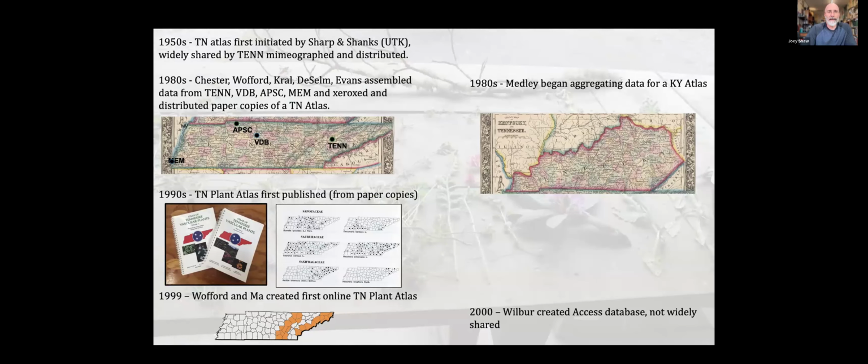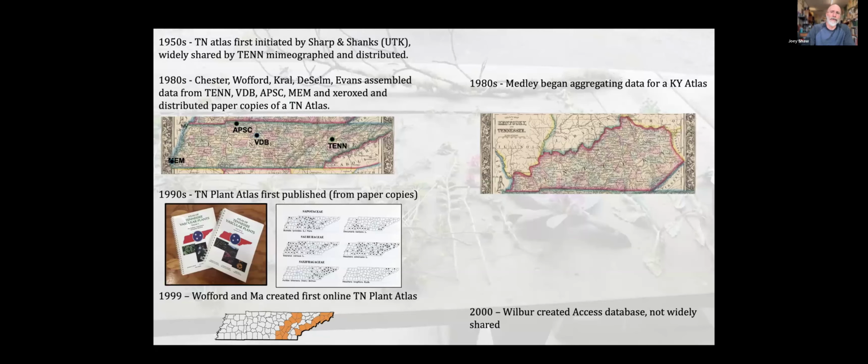In the 1950s, workers in Tennessee, Sharp and Shanks, pretty familiar names, I think, to most botanists in the Southern Appalachians, got started creating an atlas from the herbarium specimens at the UTK herbarium. They had a stamp and stamped county outlines of Tennessee on pieces of paper, and then colored in with pencils and pens the counties where these species were present.